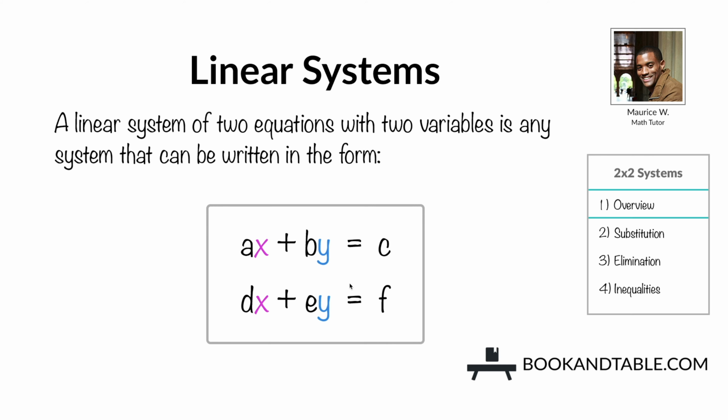So we have two equations, each with two different variables, x and y, the same two variables in both equations. A, b, d, and e are the coefficients of our variables. And we see these expressions are equal to these numerical values being represented by these variables c and f.